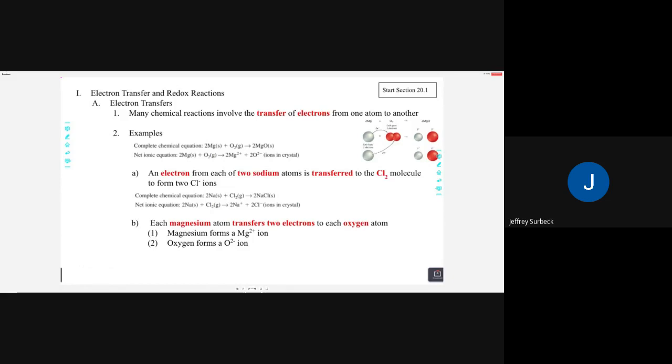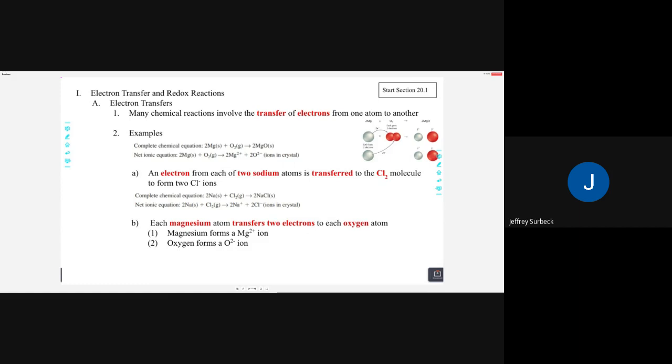This is the start of electrochemistry. All of this is focused on a transfer of electrons. Now, almost all reactions have a transfer of electrons. Not all, but almost all of them. Again, movement of electrons.